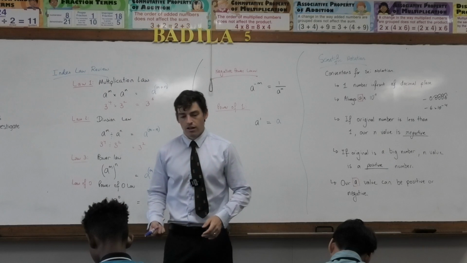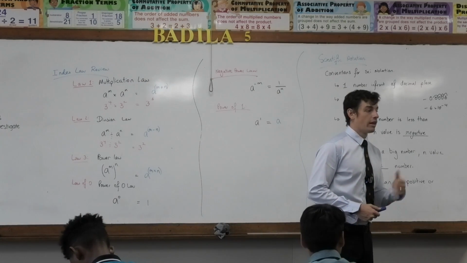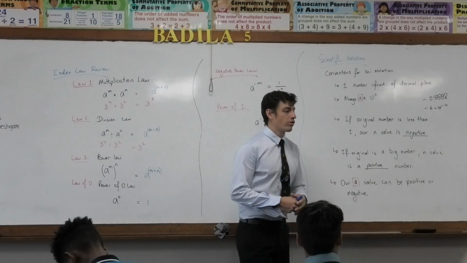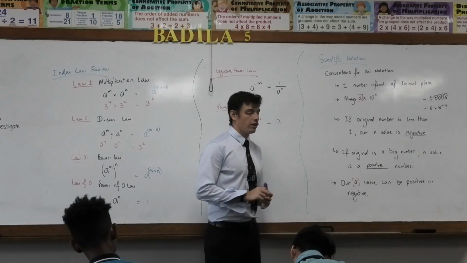Sweet. Why do we use scientific notation? What's the reason? We're lazy, it makes it easier, helps us represent really, really big and really, really small numbers. Cool? Alright, let's do some fun stuff.